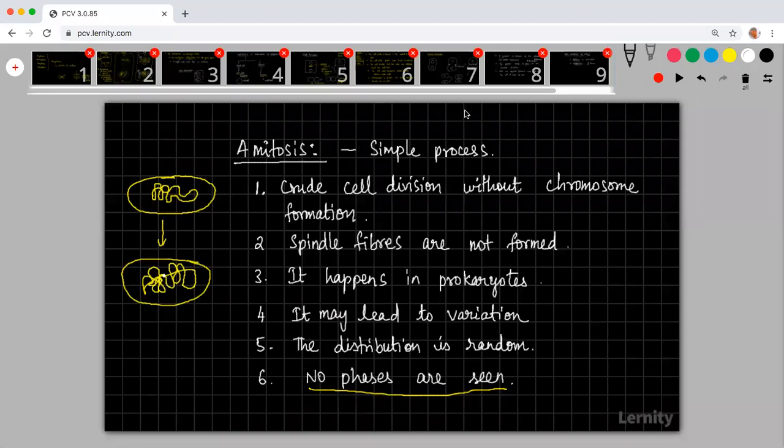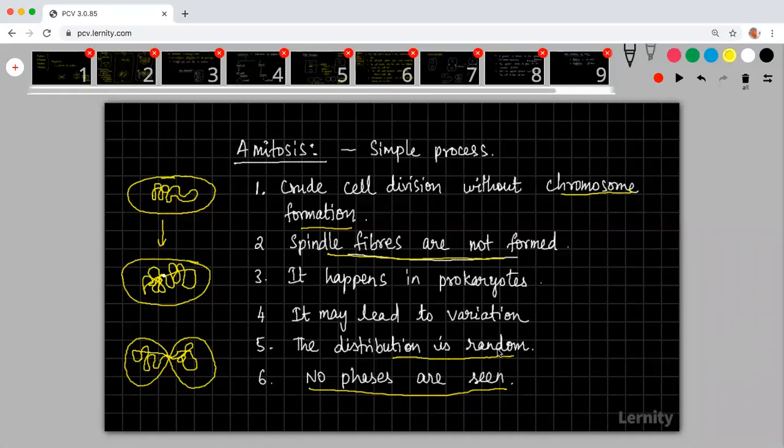So when the cell is dividing, what will happen? The spindle fibers are not formed. So this will randomly come and divide like this, into two parts. What has not happened? Spindle fibers are not formed. Chromosome is not formed. Okay. The distribution is random. Randomly it is distributed.